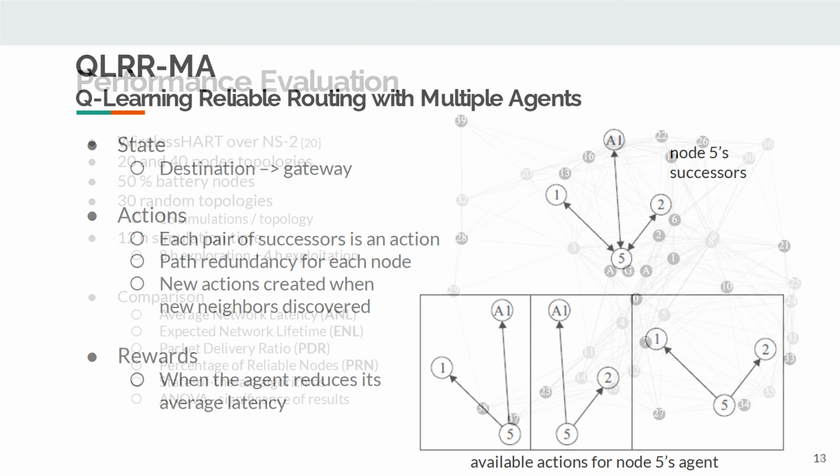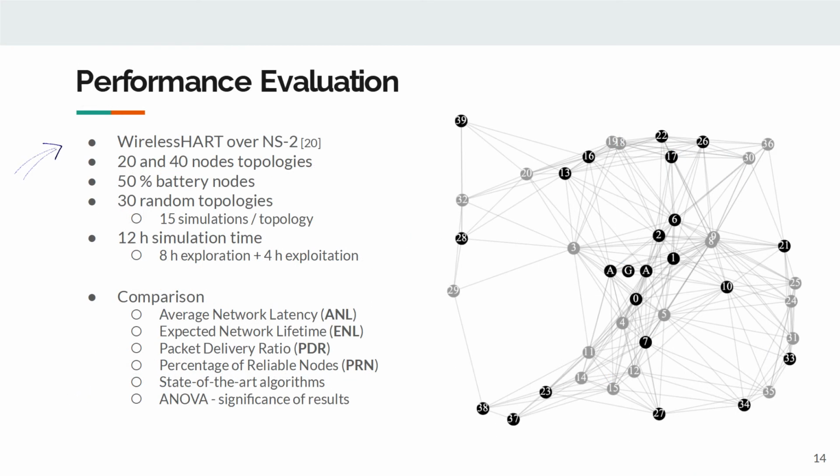To evaluate our approach, we conducted simulations using a WirelessHART simulator over the NS2 environment. We also made adjustments in the environment to improve the energy and error models. Basically, we created scenarios that represent typical IWSN applications and the current literature. To have a generalization of the results, we used 30 random topologies and conducted 15 simulations for each random topology to get more information about the evaluated metrics.